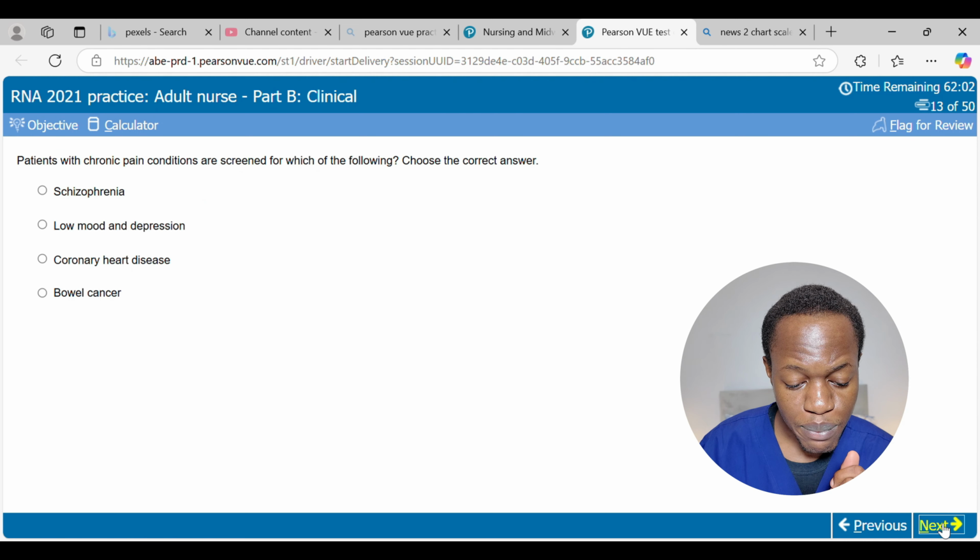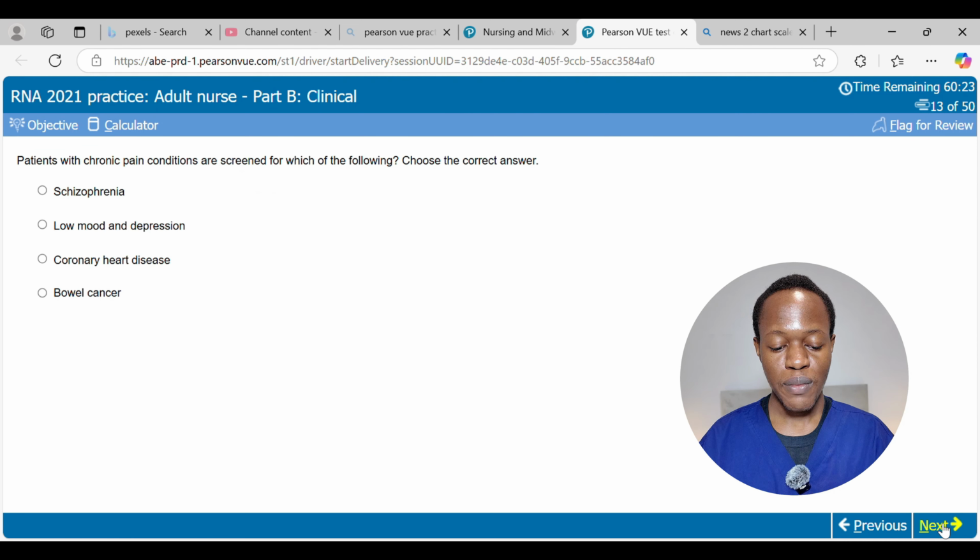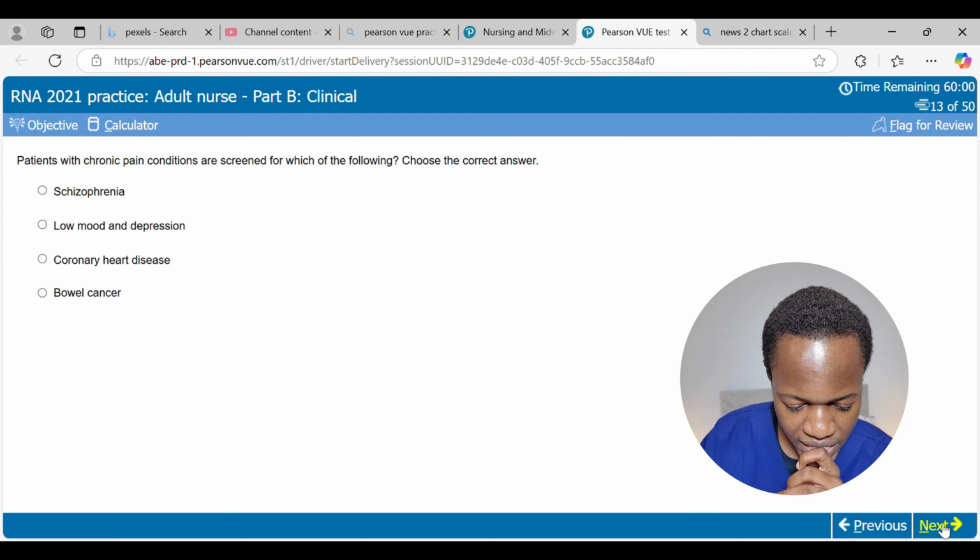The next question says, patients with chronic pain conditions are screened for which of the following? Choose the correct answer. A, schizophrenia. B, low mood and depression. C, coronary heart disease. And D, bowel cancer. I think this will be our answer because it's the only thing that I can see here that is relating to pain.